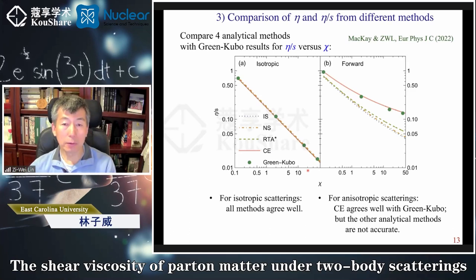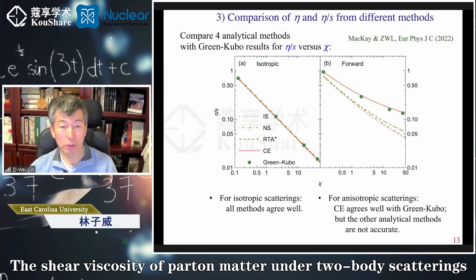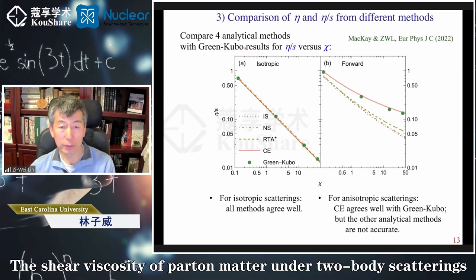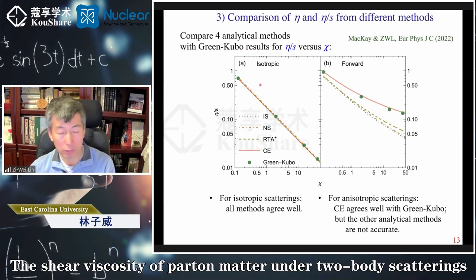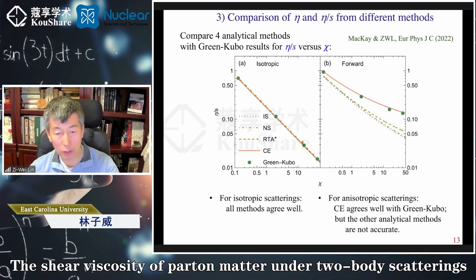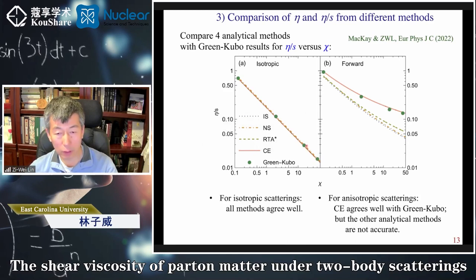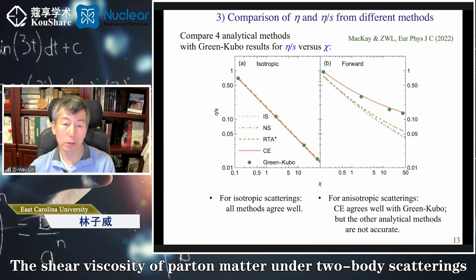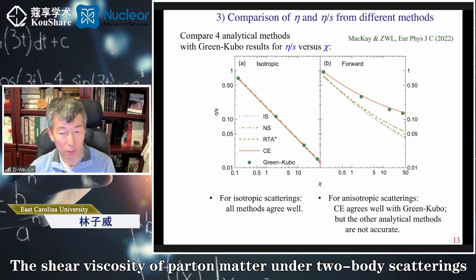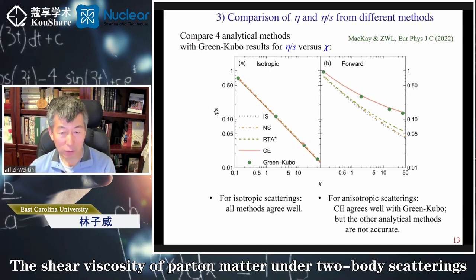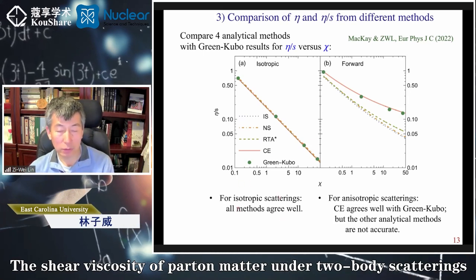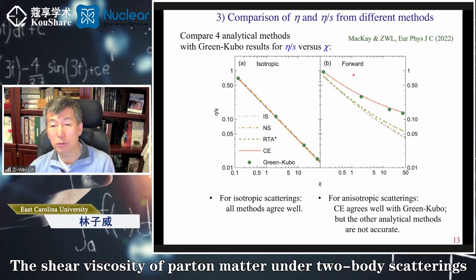So now we can proceed to compare the four analytical methods versus the Green-Kubo results for isotropic scatterings. The results we did in 2020 for the isotropic case, the four cases, are represented by the circles. We can see that all the four methods, which are basically the same, agree with the Green-Kubo results. So everything's fine for isotropic scatterings. Then let's move to panel B.